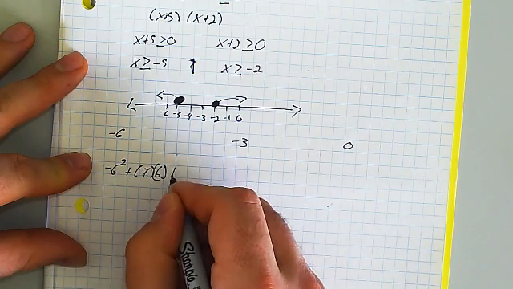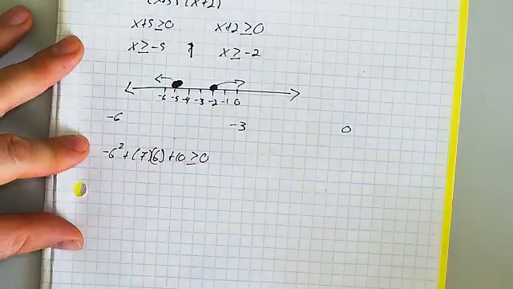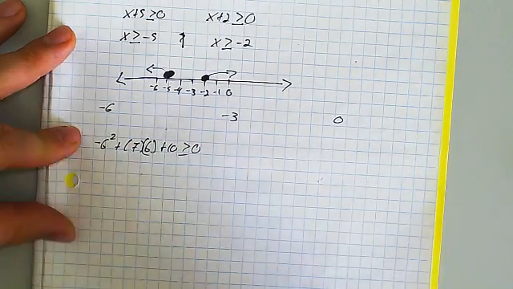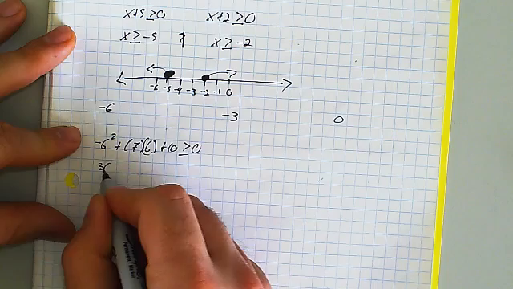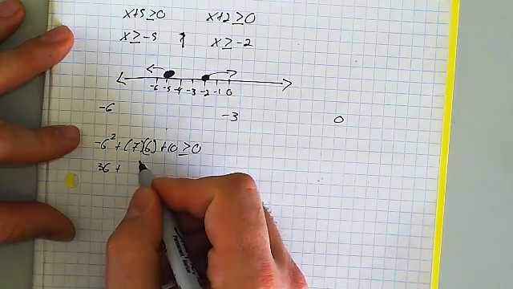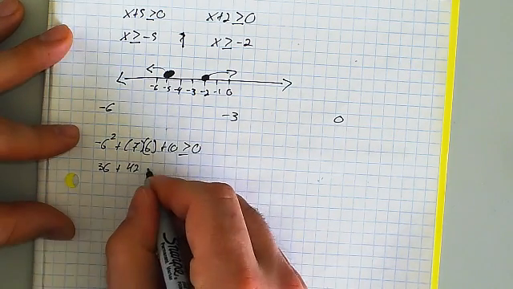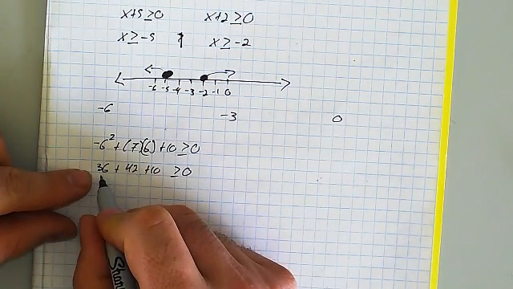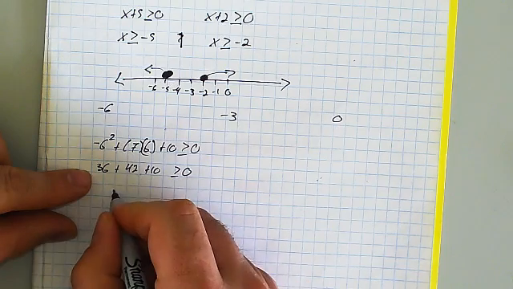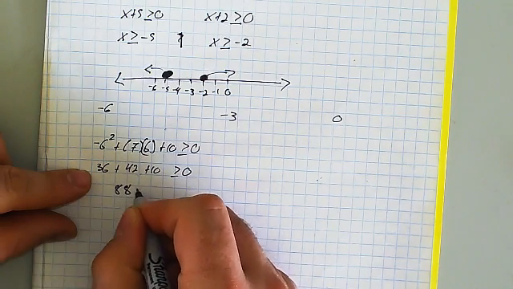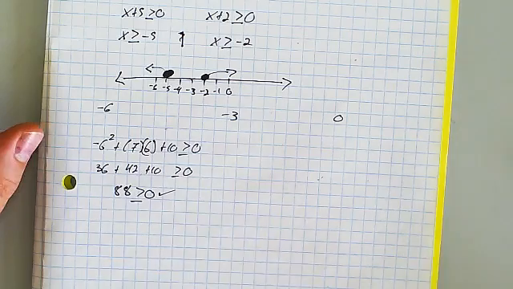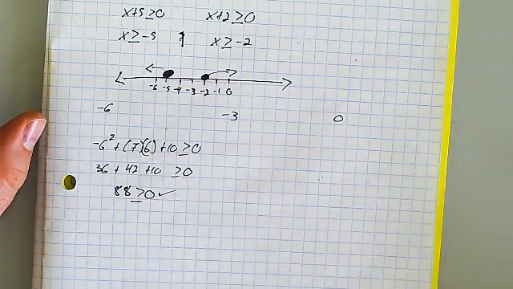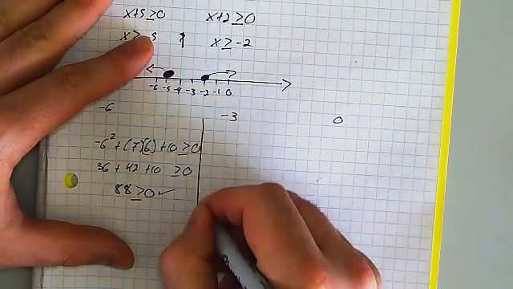Negative 6 squared plus 7 times negative 6 plus 10 is greater than or equal to 0. Negative 6 squared is going to be 36 plus 7 times 6, which is 42, plus 10 is a very large number, so it's going to be, what's that, 88? And 88 is indeed greater than or equal to 0.